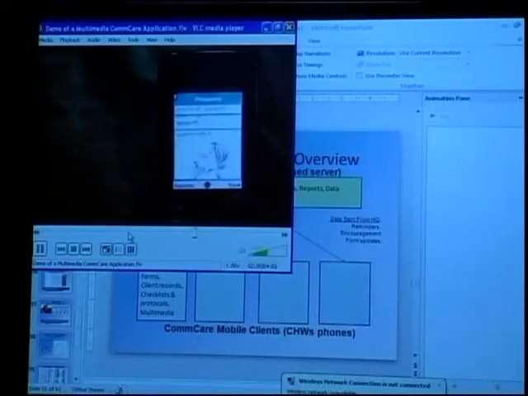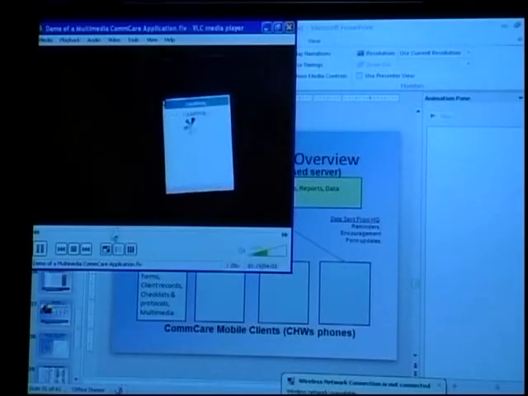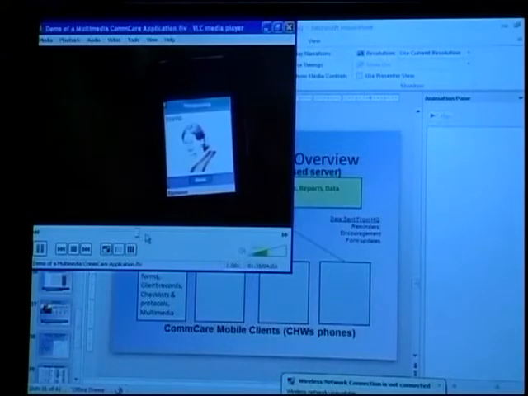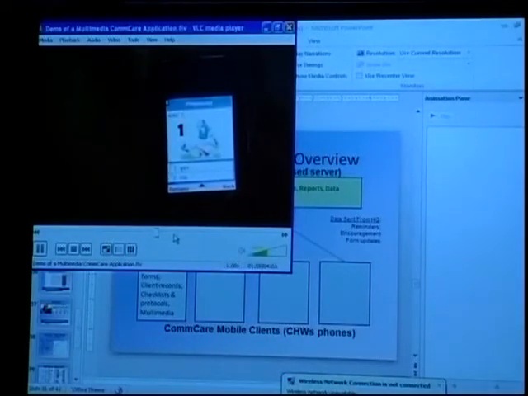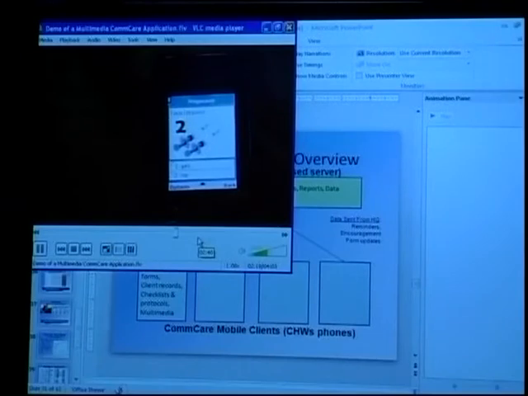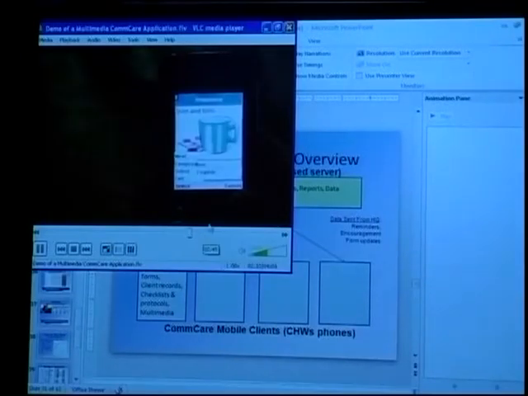Here I'm showing you that it's mostly done in Hindi. Oops, just go forward. This video is in English, but usually we just run in Hindi or whatever the local language is.